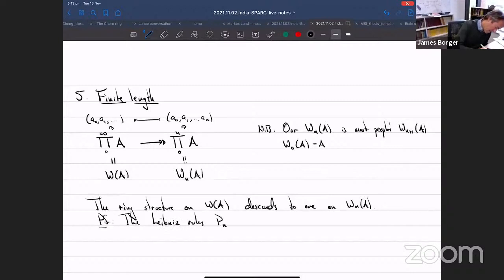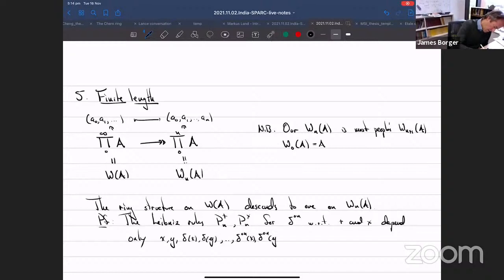which I was calling Pn plus and Pn times for the nth iterate of delta with respect to addition and multiplication, depend only on the previous, let me write it this way, only on lower iterates of the delta operator evaluated at the arguments. Maybe I should say, let me put it this way. Leibniz rules for delta n of x plus y and delta n of x times y.